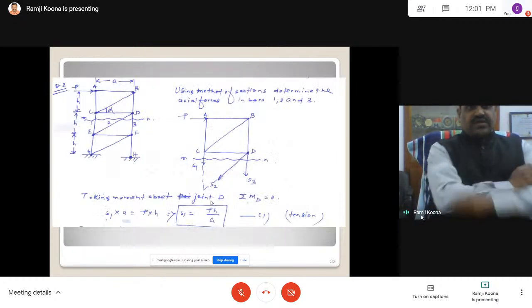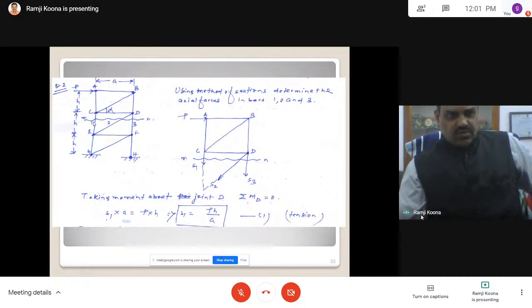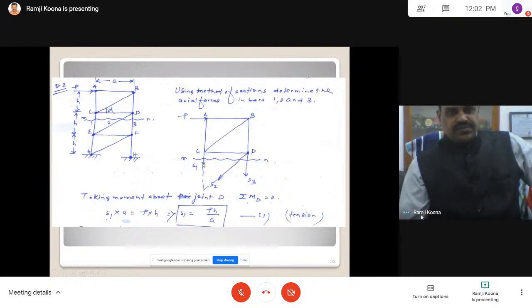Now go to the second problem. This is again using the method of sections: determine the axial forces in members 1, 2, 3. You have to select the section in such a way that it cuts no more than 3 unknowns. Here you can take any part, this part or this part, the choice is yours. Now this is S3, S2 and S1. Assume any direction. Here all are taken away from the joints.